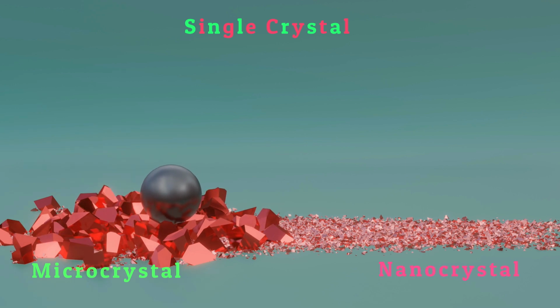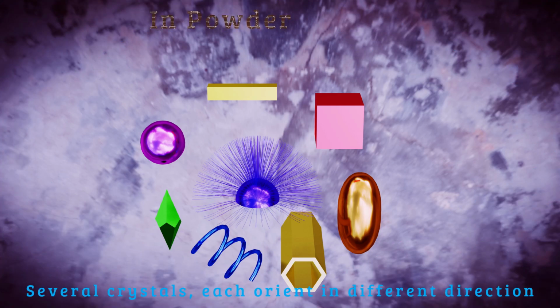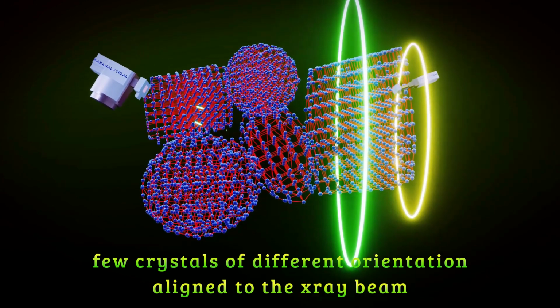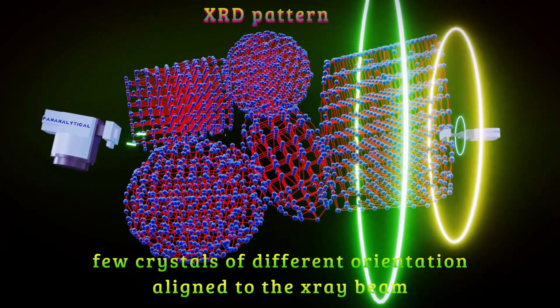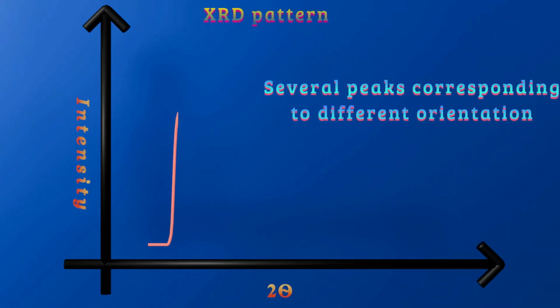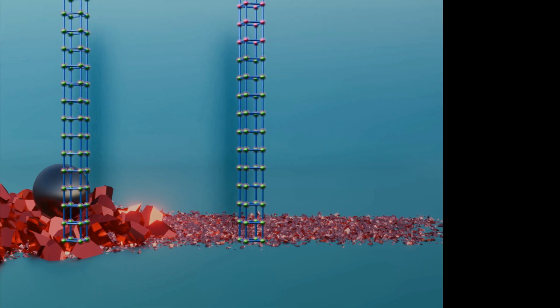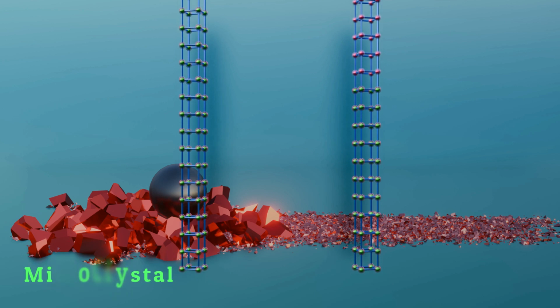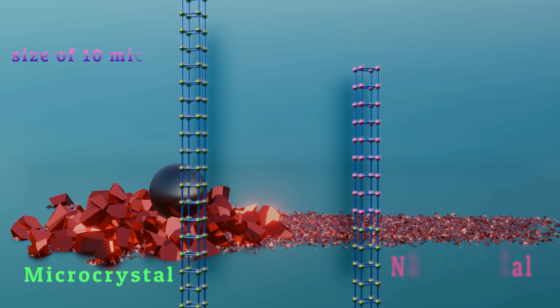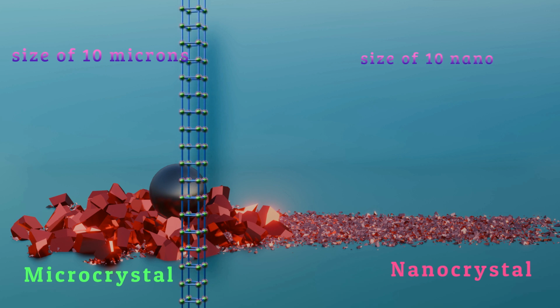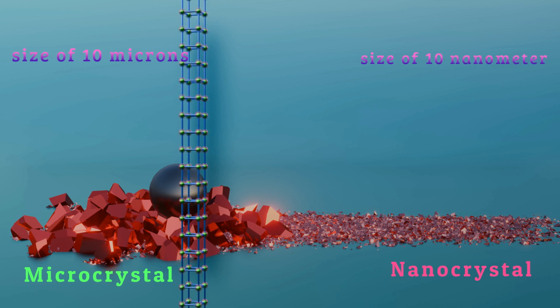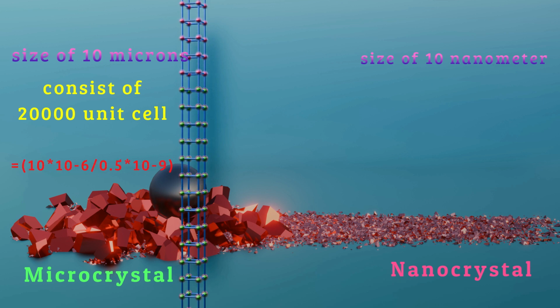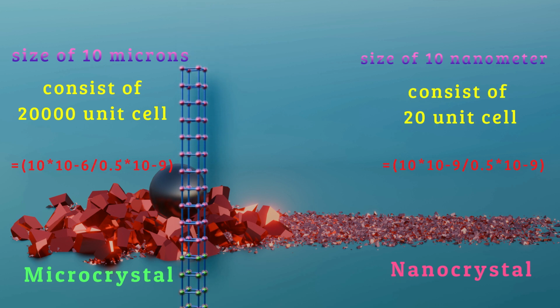In powder, there are several crystals, each of them oriented in a different direction. As a result, a few crystals of different orientation are aligned to the X-ray beam. Thus, the diffracted beam gives rise to several peaks in the XRD pattern corresponding to different orientations. In powder, the microcrystal will be of the size of 10 microns, whereas the nanocrystal will be on the order of 10 nanometers. As the unit cell size is only 0.5 nanometer, a microcrystal consists of 20,000 unit cells. On the other hand, a nanocrystal contains only 20 unit cells.